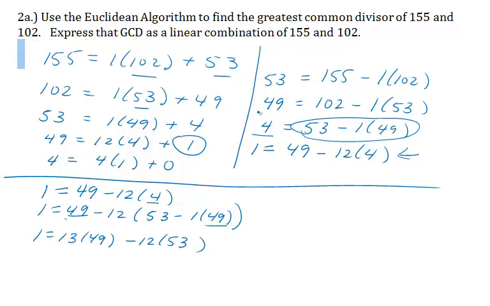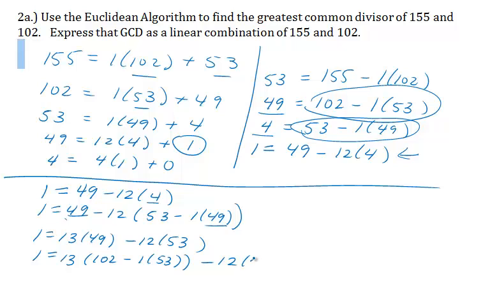Okay, and then we're going to use this equation and replace 49 with this expression. So 1 equals 13 times, the new name for 49, which is 102 minus 1 times 53. And then we've got minus the 12 times 53. Okay, we've got 53 here and 53 here. Those are the terms we want to combine. So we've got 1 equals 13 times 102. And then we're going to have minus 13 times 53, minus 12 more, so minus 25 times 53.